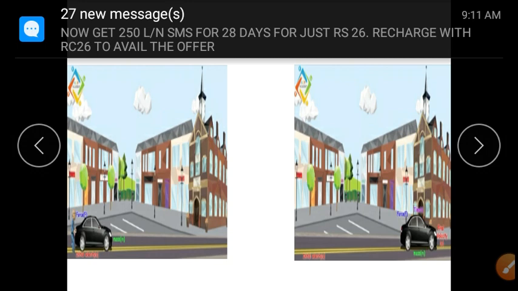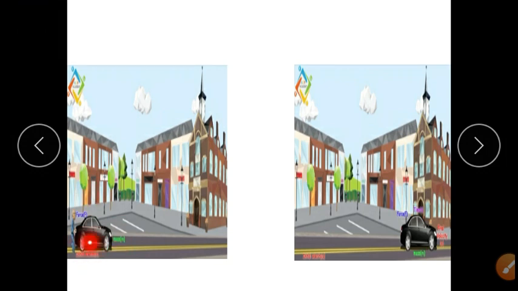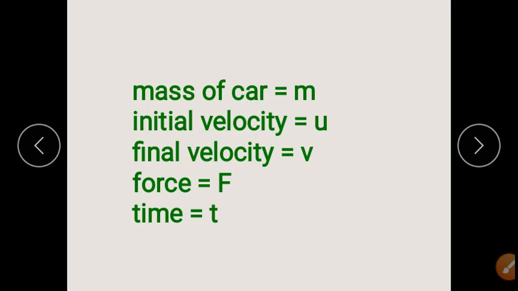This is the case. Here is a car having mass m. It is moving with the initial velocity u. Then a force F is applied for a time t. Then its velocity changes to v. So here we can list out the terms. Mass of the car is m. Its initial velocity is u. Its final velocity is v. Force applied is F. And the time is t.